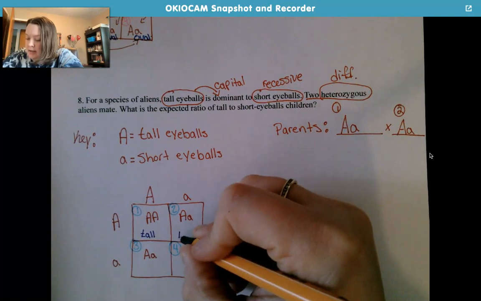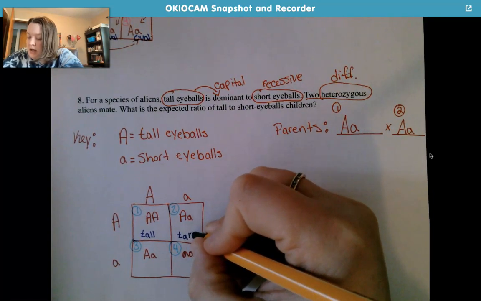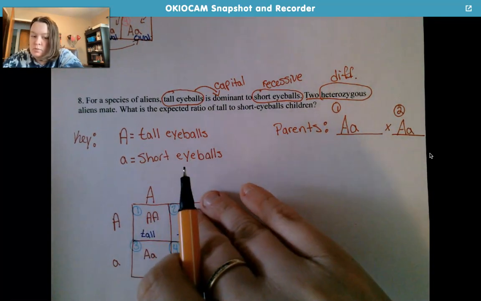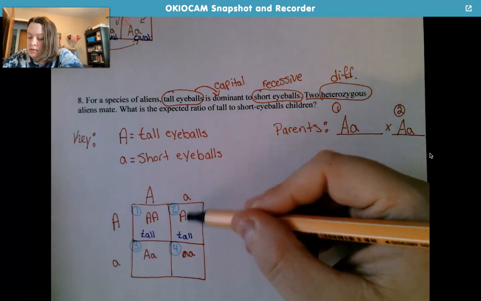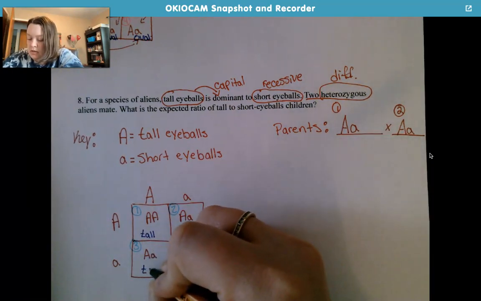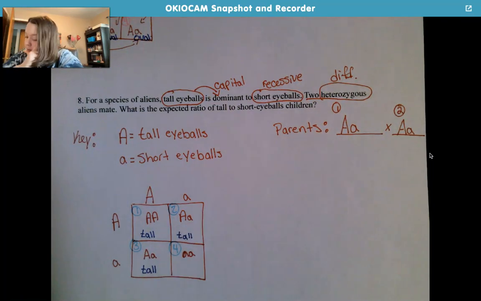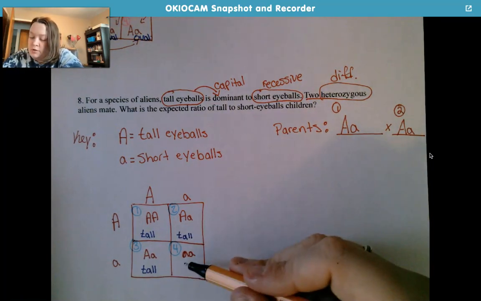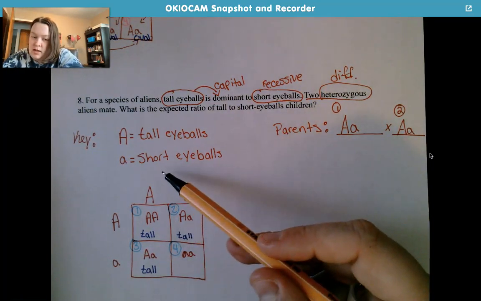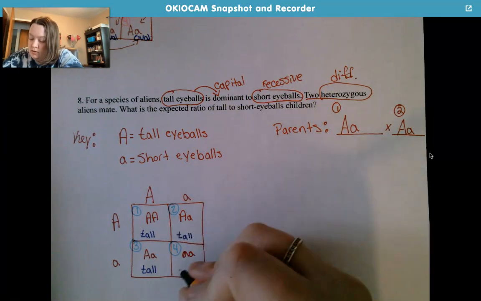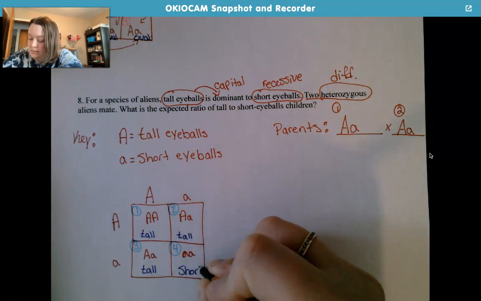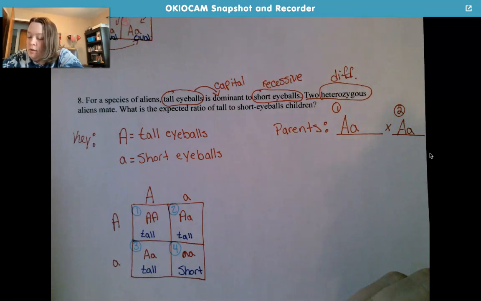This one has big A, little a. But because there's a big A and big A is dominant, it covers up the small a, so this organism will have tall eyeballs. Same for offspring 3. But offspring 4 has 2 little a's, meaning you're going to have short eyeballs. So I solved my Punnett square, now I have to answer my problem.